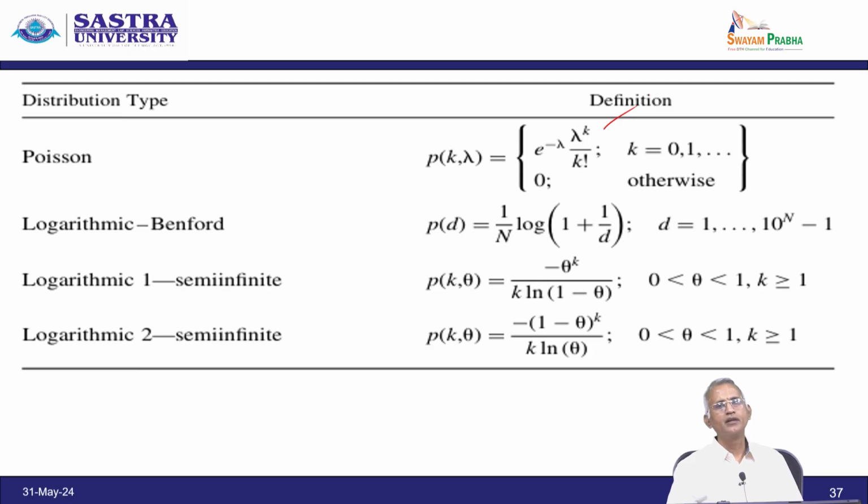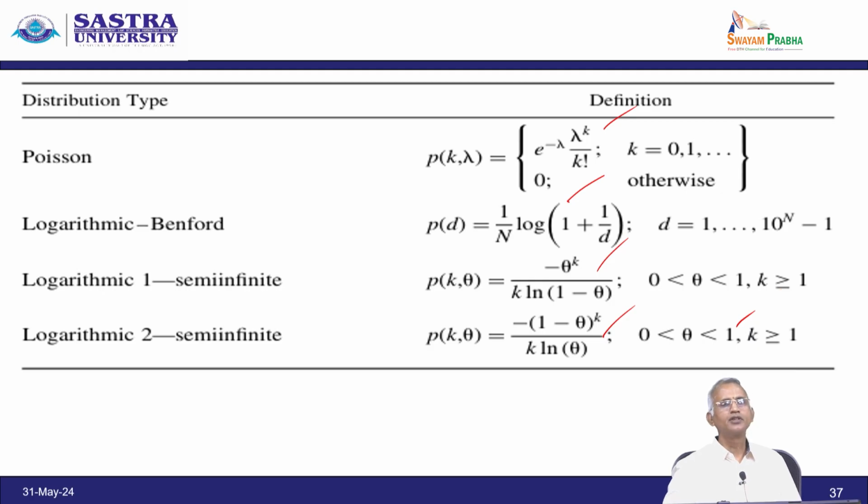because here np and npq are equal. And logarithmic Benford: B of t equals 1 by n of log of 1 plus t, where d equals 1 to 10 to the power n minus 1, and semi-infinite when theta lies between 0 to 1 and k is greater than or equal to 1, P of k comma theta is minus theta to the power k by k log of 1 minus theta. For semi-infinite of logarithmic 2, P of k comma theta equals minus of 1 minus theta whole power k by k into log n, where theta lies between 0 to 1 and k is greater than or equal to 1.